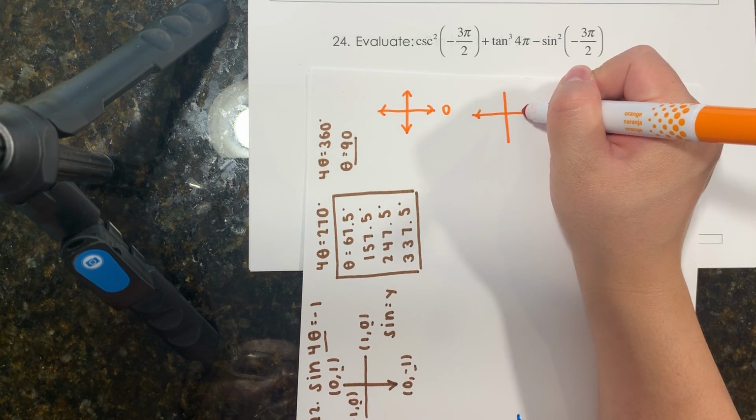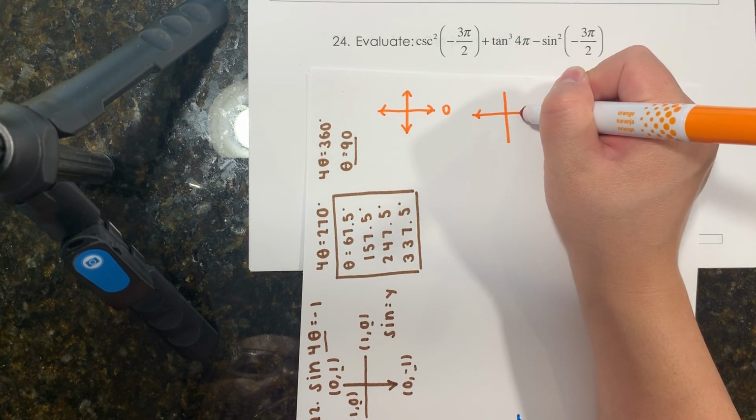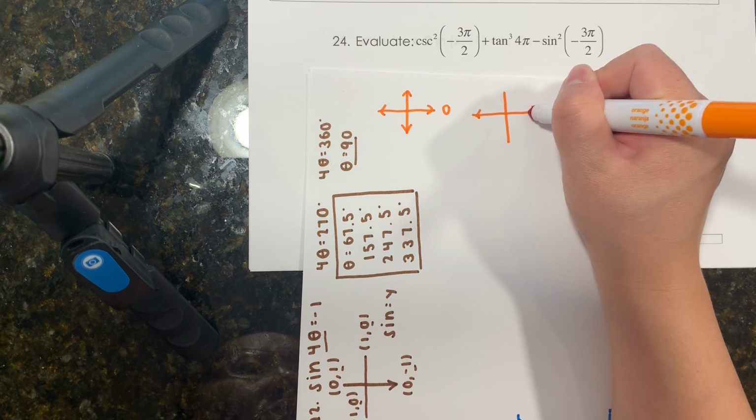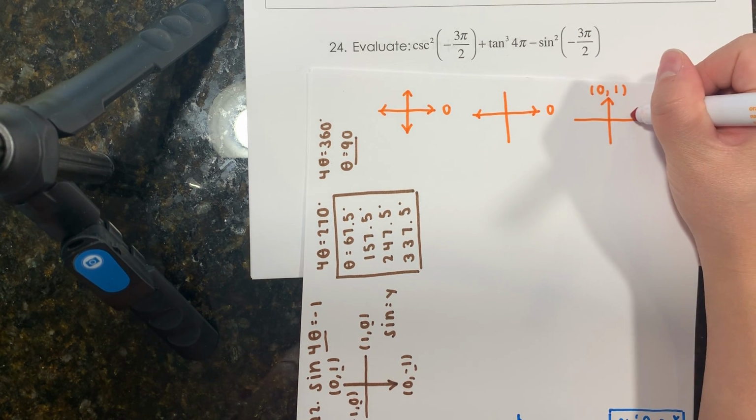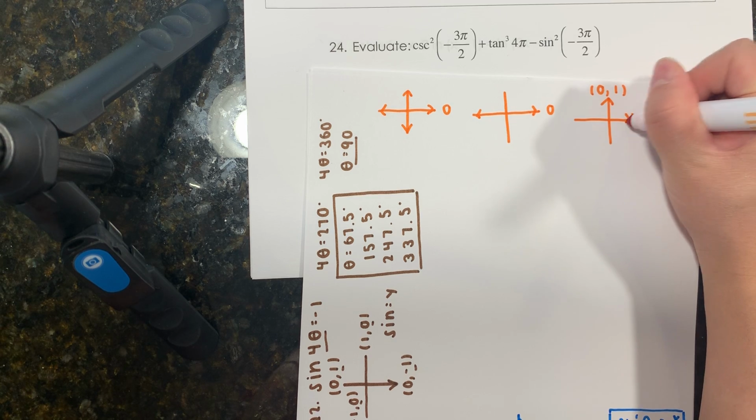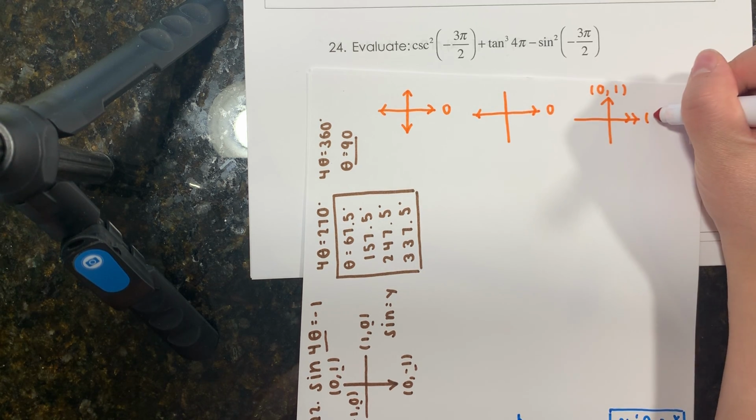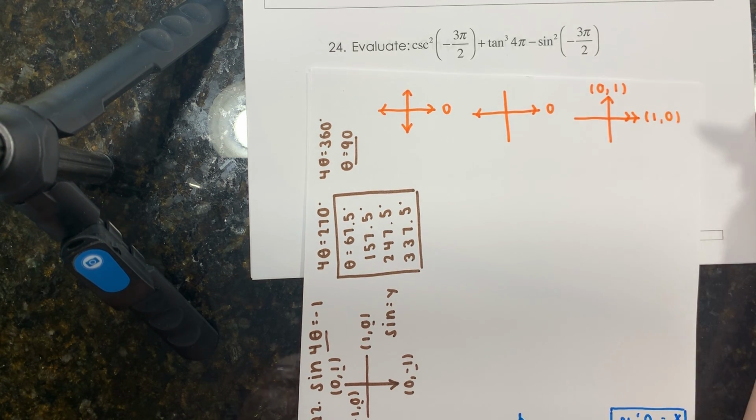Then for the 4 pi, I'm going to count. This would be 1, 2, 3, 4. So that puts us back at 0, which coordinate would be 1, 0.